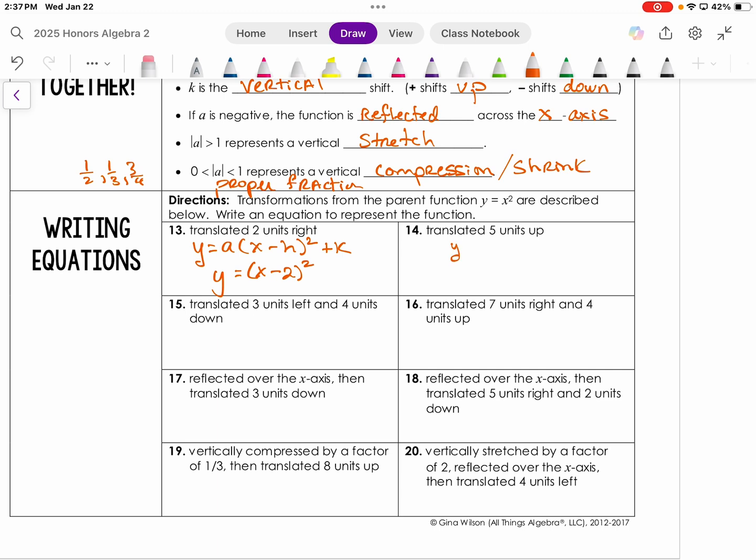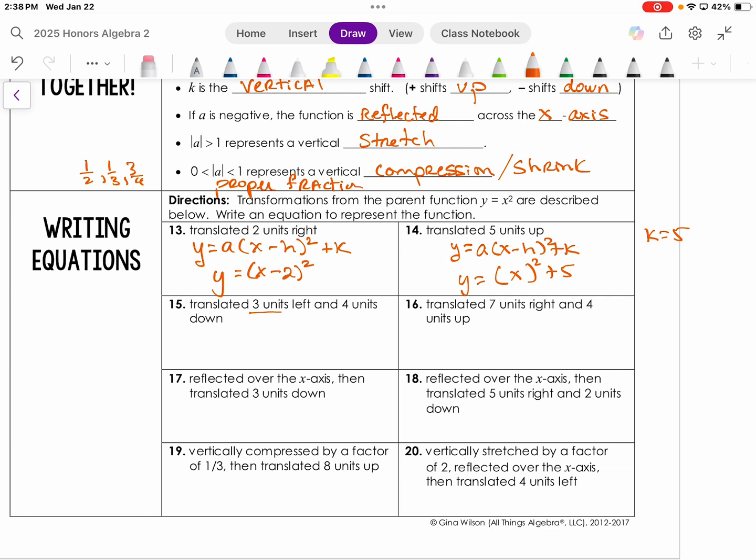Number 14, again, either mentally or physically write down what the vertex form looks like. They tell me it was translated 5 up, so k is 5. That means a plus 5 at the end. Nothing else occurred, so it's x squared, and then y equals x squared plus 5 is the way it appears. Do I need the parentheses? No, we usually won't see it there, but I started writing it, so I just kept going with it. Now, number 15, I see 2 things going on.